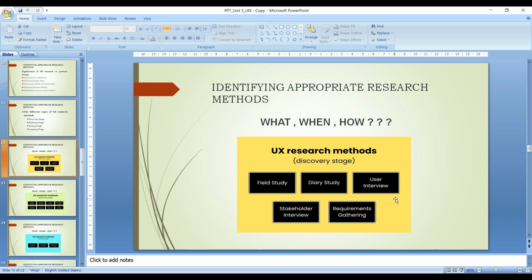So field study: what type of field study, when the field study should be done, and how it should be done. Next one, diary study. Diary study is nothing but making notes of all these things. So you have to write.